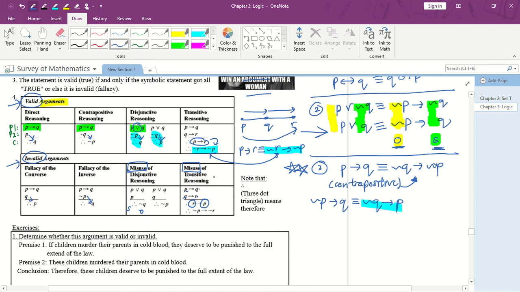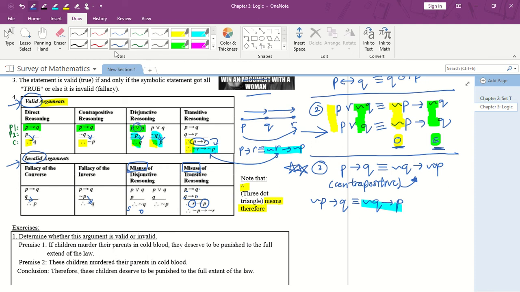And just an idea here, the three dots that we always see here, I believe you can see there's always three dots here, here, here and here. Actually, that means therefore.